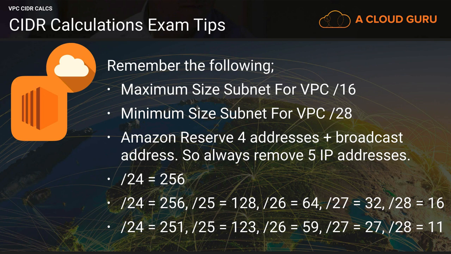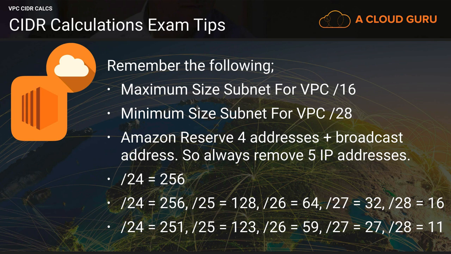So we start with a /24. We've got 256. A /25 is going to be 256 divided by 2, so it's 128. So 128 take 5 is 123. We can still go down. 128 divided by 2 is a /26, so that's going to be 64. So that will give us 59 usable IP addresses if we remove 5.